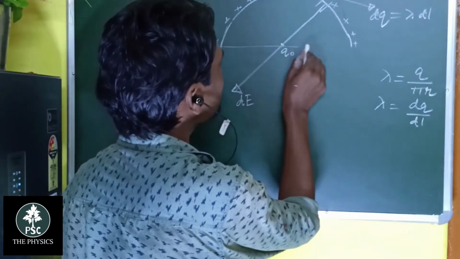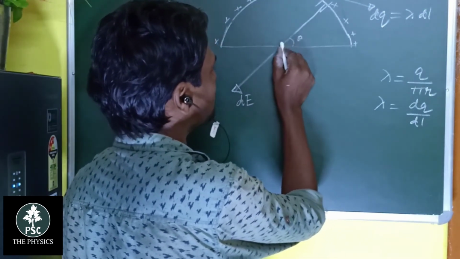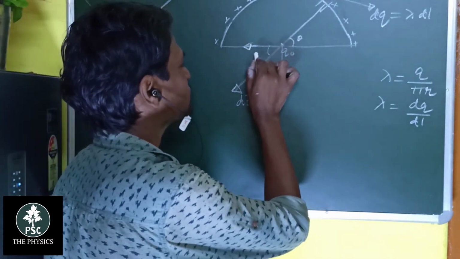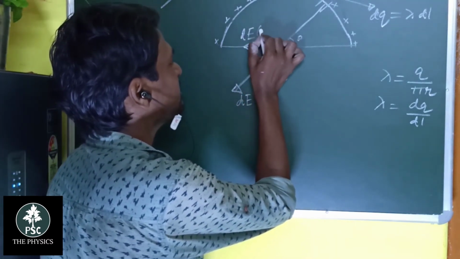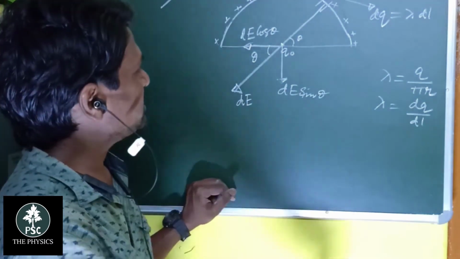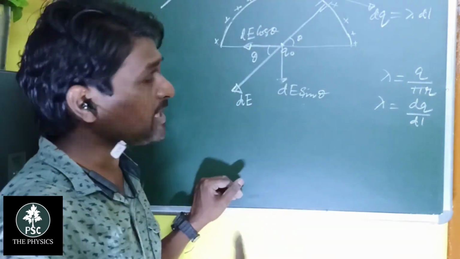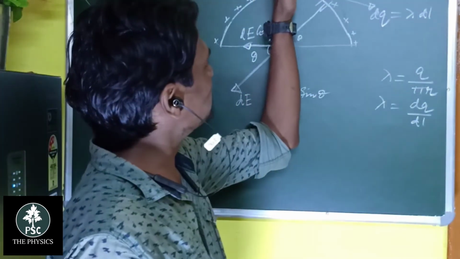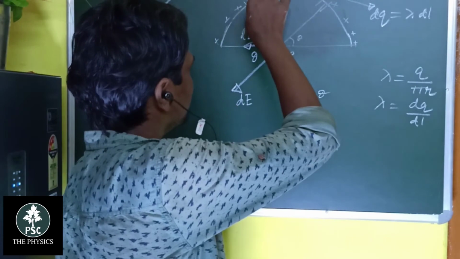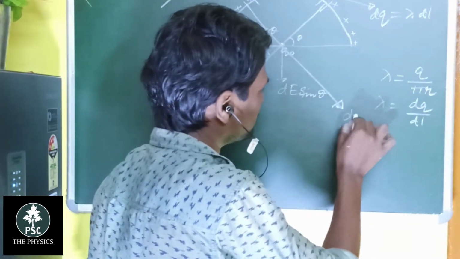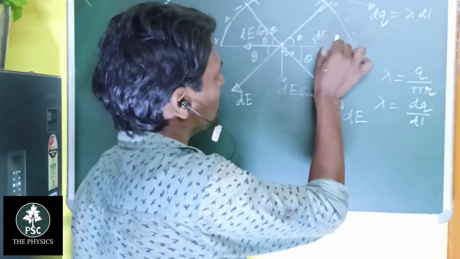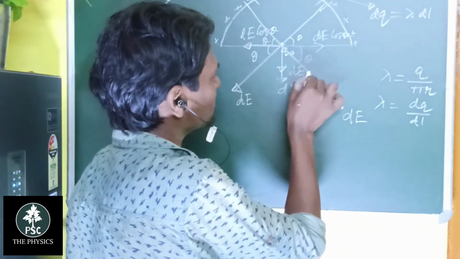And if we resolve this, with angle theta, along one direction it is dE cos theta, and along the perpendicular direction it is dE sin theta. If you place a mirror along this direction, you can take another element at that position, and this element also creates an electric field dE. Since this is theta, this is dE cos theta, and along this direction it is dE sin theta.